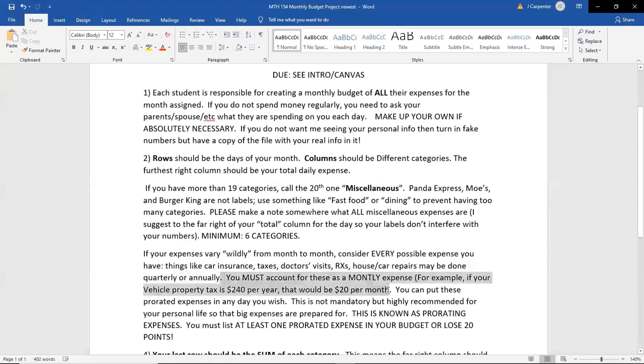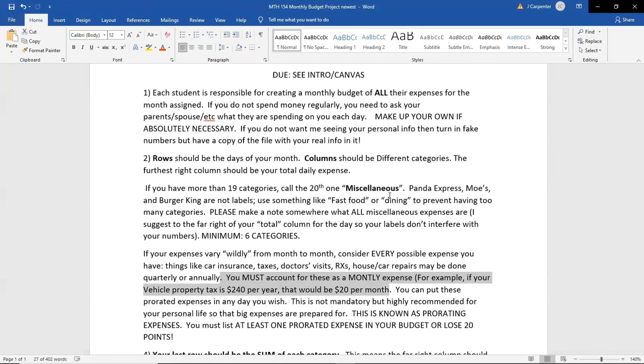Now I orally talked about taking a semi-annual car insurance and turning it into monthly. Here you have a vehicle property tax of $240 per year. Now there's 12 months in a year, so you divide by 12. So that gives you $20 per month as a rate. So vehicle property tax is another thing that comes in typically once per year. You're not paying your vehicle property tax monthly unless you're in some weird situation that I have not seen before.